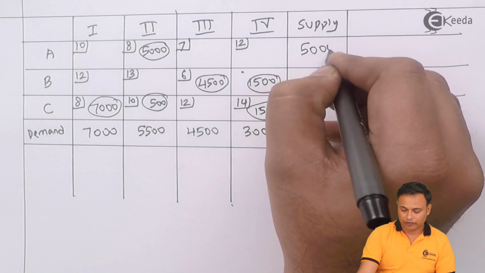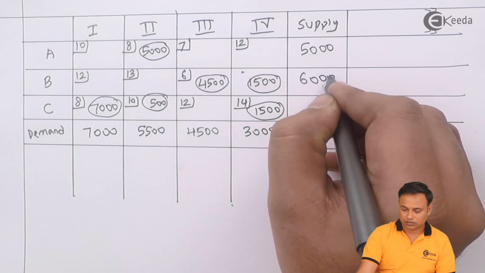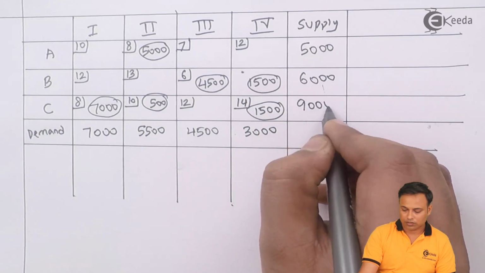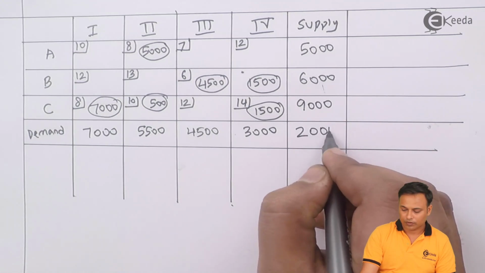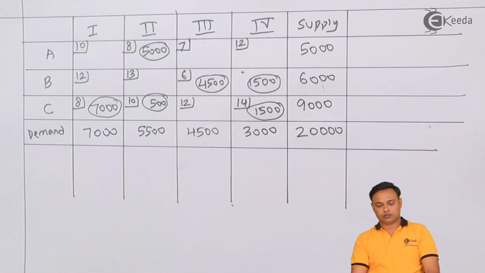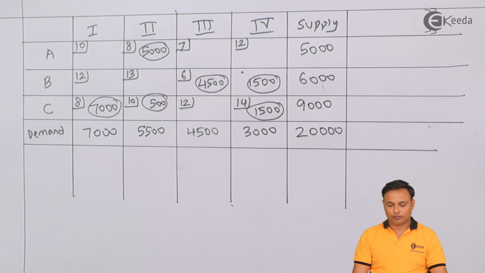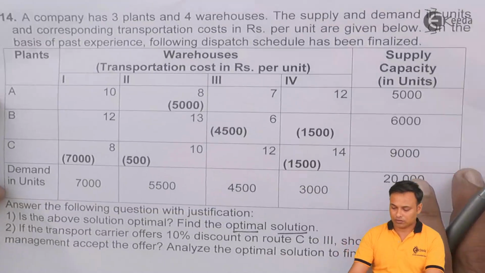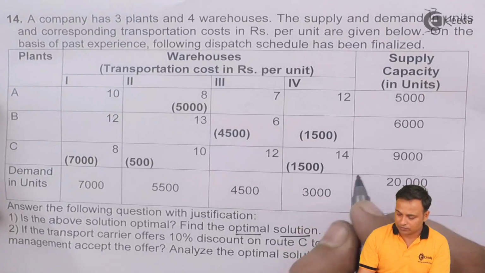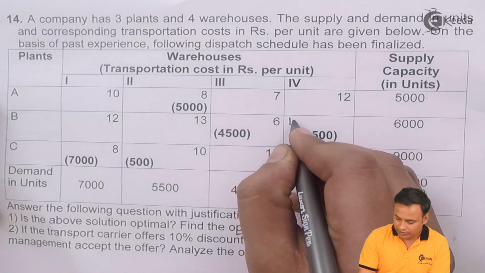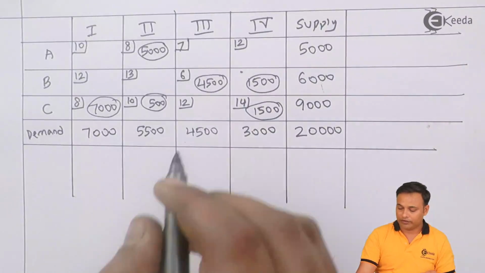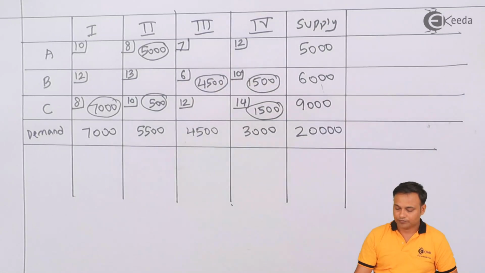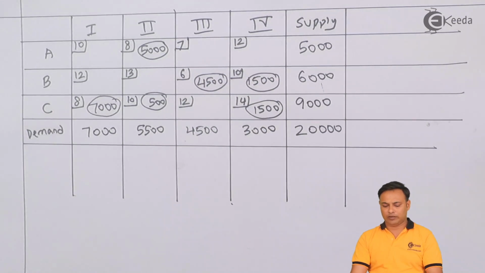We have 5,000, 6,000, 9,000 and the total is 20,000. So this is the exact table we have copied. One of the values that might be missing here, I'll take it 10 here and I'll put 10 here. So this is my initial table now.